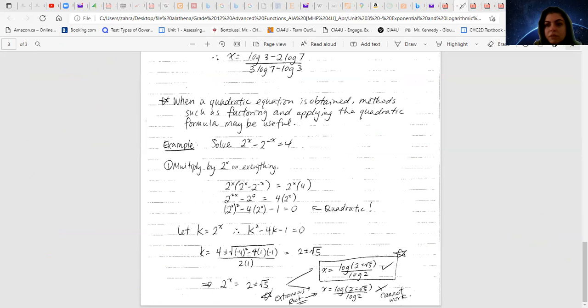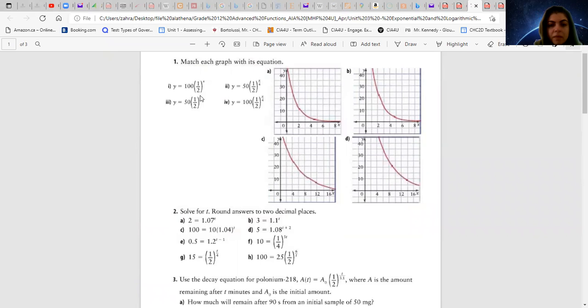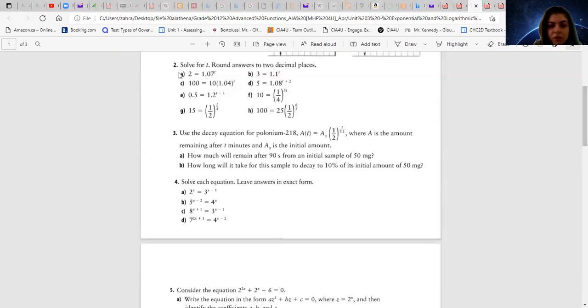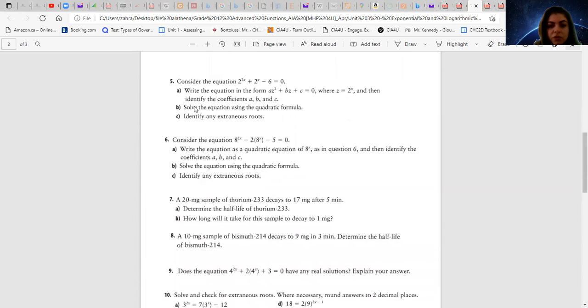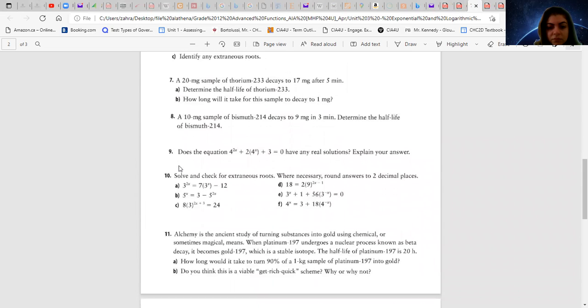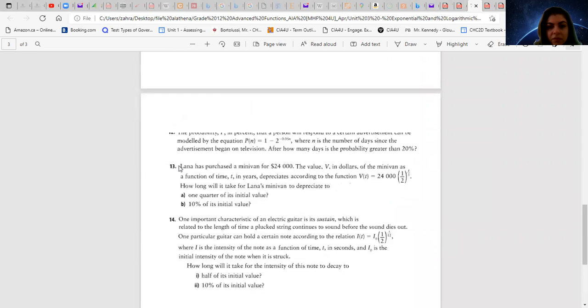Now for the worksheet. This is the techniques for solving exponential equations worksheet. You do question number 1. Question number 2, you can do C and H. Question number 3. Question number 4C. Question number 5. Yeah, that's it.